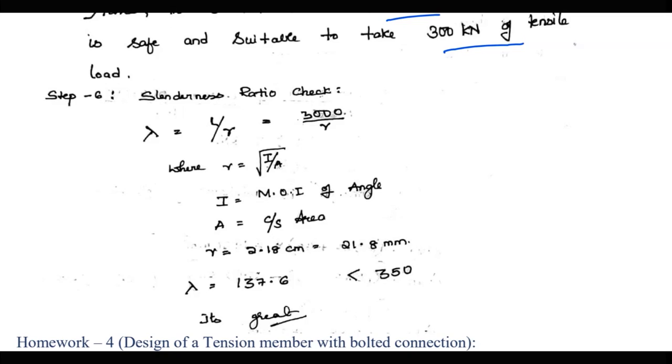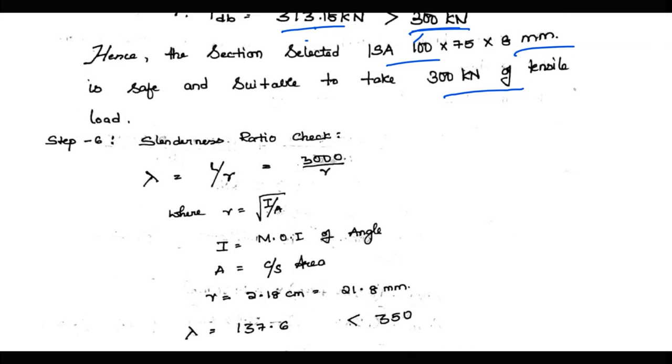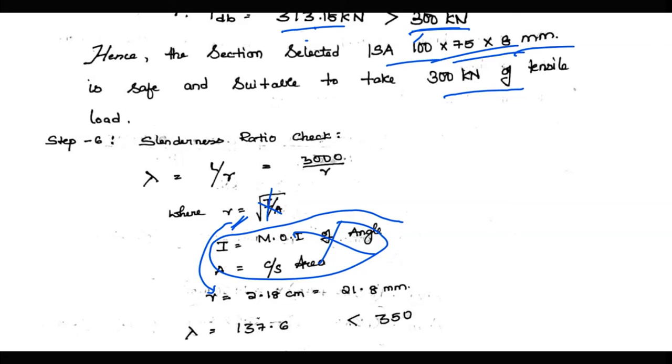And slenderness ratio, this is the slenderness ratio, lambda equals L by r, which is 3000 by r, and r is root over I by A, of course, but we need not calculate these. This r is given directly from the code book. Since it is a standard section, you can just take the steel tables and refer to it. You will get the minimum radius of gyration as 2.18 centimeter or 21.8 mm. So 3000 divided by 21.8 will give you 137.6, which is less than 350. Therefore it satisfies the slenderness ratio.